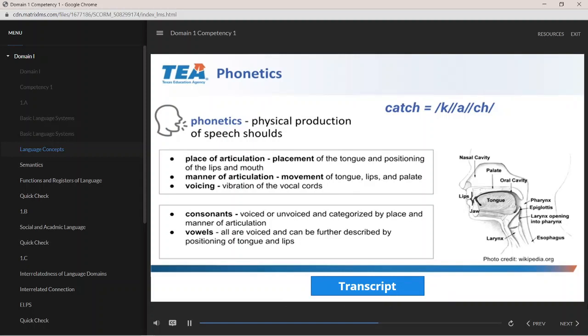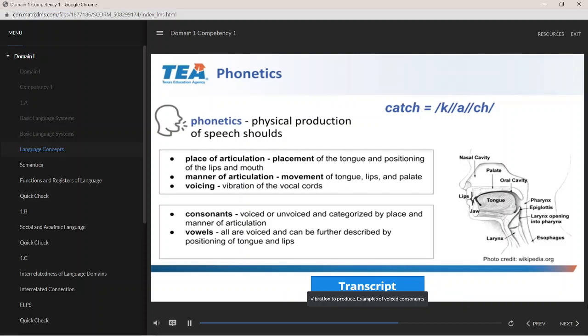Consider the word catch. It involves the actual pronunciation of three phonemes, k, a, ch. Which sounds were voiced? If you said the a sound, that's right. The a sound was voiced because all vowels are. K and ch are unvoiced consonant sounds because they did not involve any vocal cord vibration to produce.